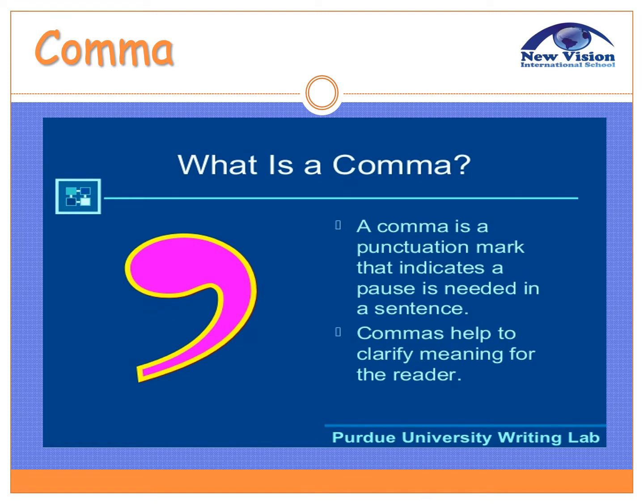Now let's begin. Let's begin with the comma and with the basic question, what is a comma? A comma is a punctuation mark that indicates a pause where it's needed in a sentence. Commas help to clarify meaning for the reader.